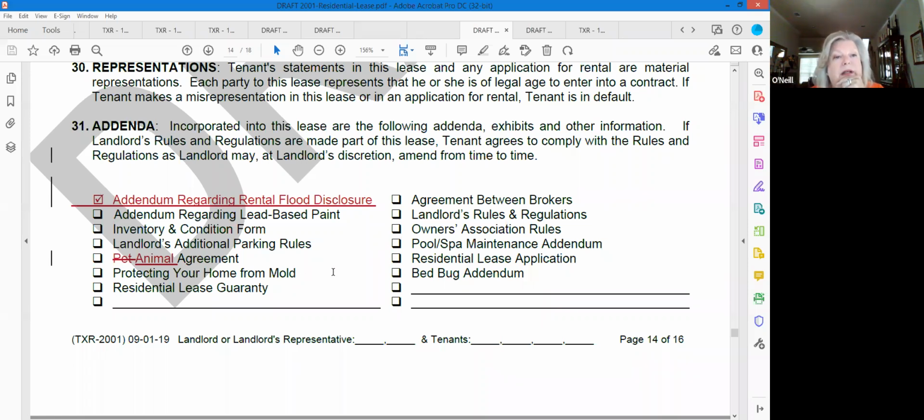Notice all these other addenda. You better have all of these marked if the landlord and tenant have agreed to these things. The landlord's rules and regulations, right? The owners association rules, that would be what we just notated about the HOA and those type of things, or the condominium association rules.